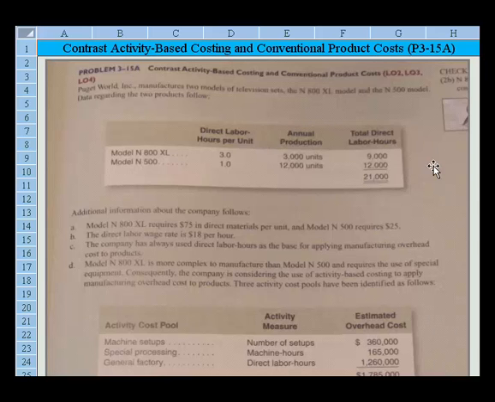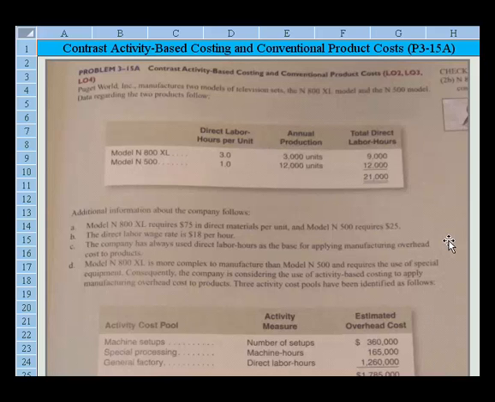Okay, then they provide some other information that you can read to the left, and let me help you read that for you. Model N800XL requires $75 in direct materials per unit, and model N500 requires $25. The direct labor wage rate is $18 per hour. The company has always used direct labor hours as the base for applying manufacturing overhead cost to products.